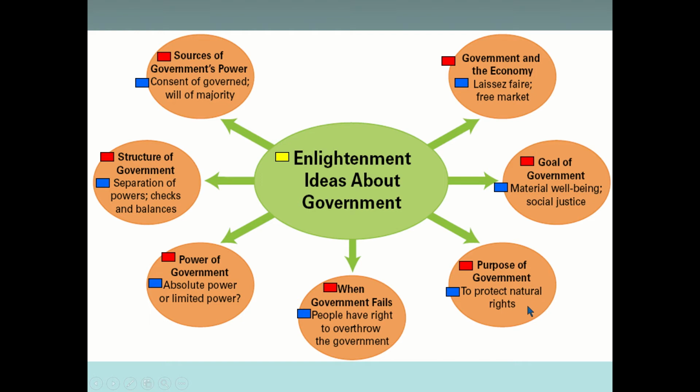The purpose of government, and again, this is John Locke's idea, was to protect natural rights. And again, John Locke's idea, when the government fails, the people have the right to overthrow the government. And the power of the government, it's kind of a question: absolute power or limited power. Enlightenment thinkers, Rousseau and Montesquieu in particular, would want a limited government. And here's Montesquieu's idea of the separation of power, structure of governments, checks and balances. You weaken the government by taking its three core powers, and then separating them out and making them work against each other.